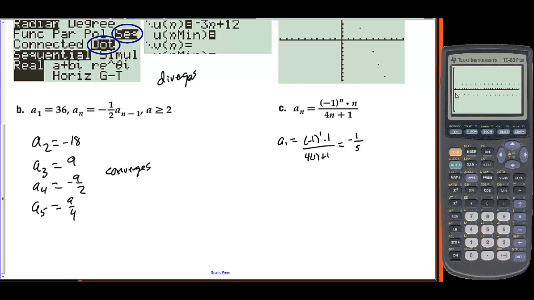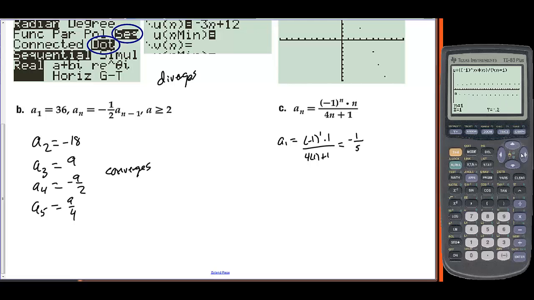Now look how it's bouncing from negative to positive to negative to positive. That's because of the negative 1 to the n. When n is odd, it'll be negative, and when n is even, it'll be positive. But we want to find out if this is converging to a value. And in this case, 0 seems to be right in the middle. We want to see if this is converging to 0.